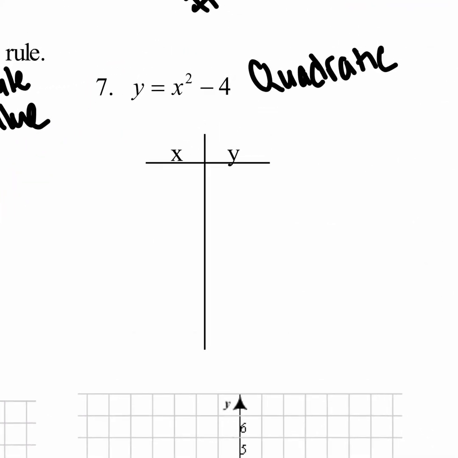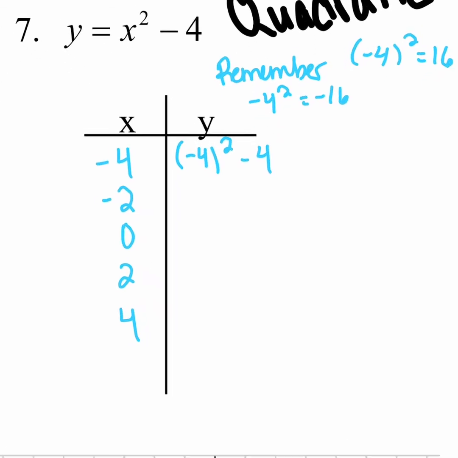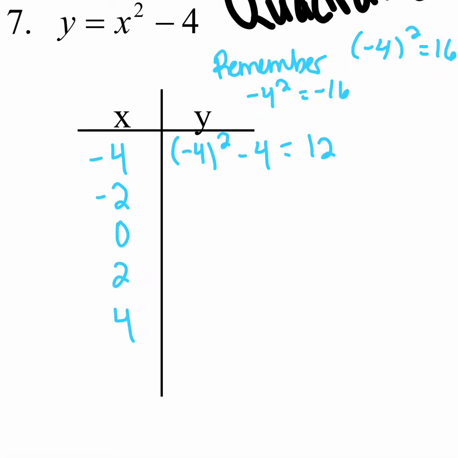Okay, now when we do number 7, same idea. I'm going to go ahead and pick some negative values. I'm just going to do the same, -4, -2, 0, 2, and 4. When you take -4 and you plug it in for x, please be very careful. It needs to go into parentheses when you square it. Okay, because again, guys, remember, -4 squared is -16. -4 in parentheses squared is +16.